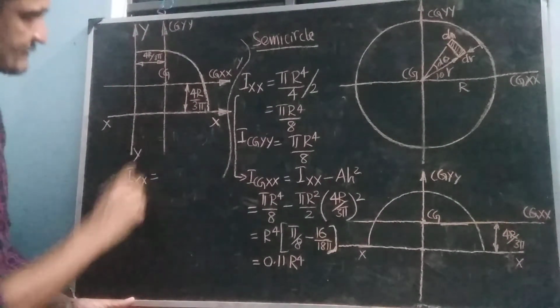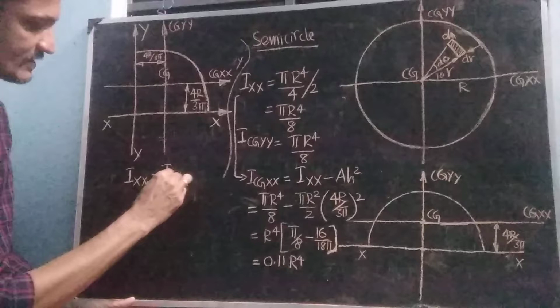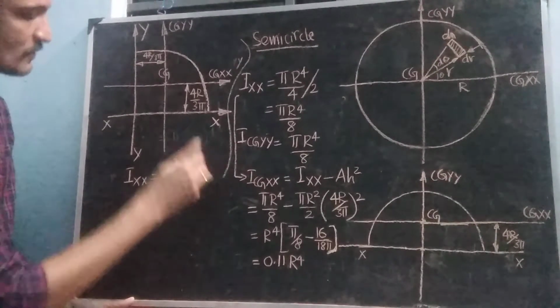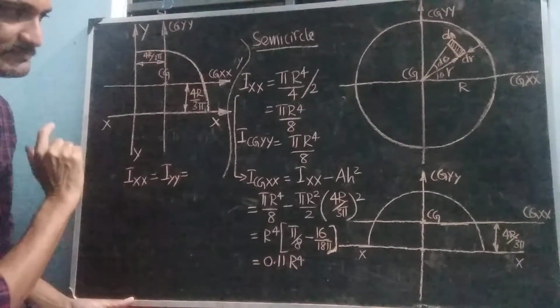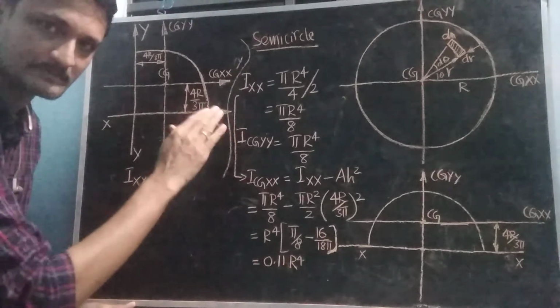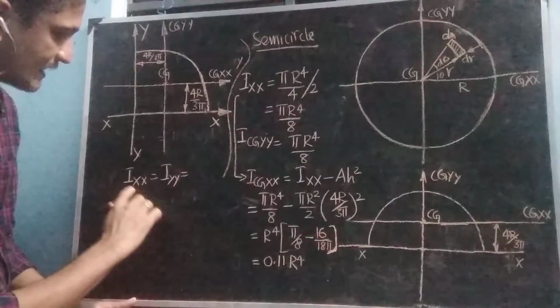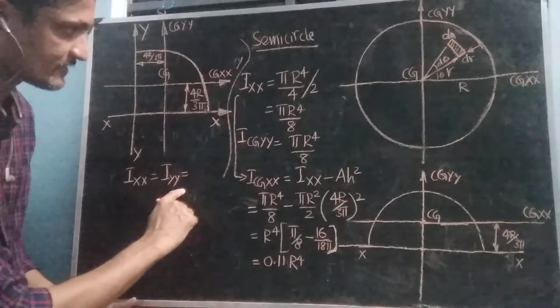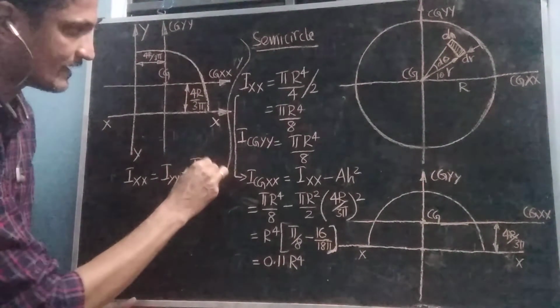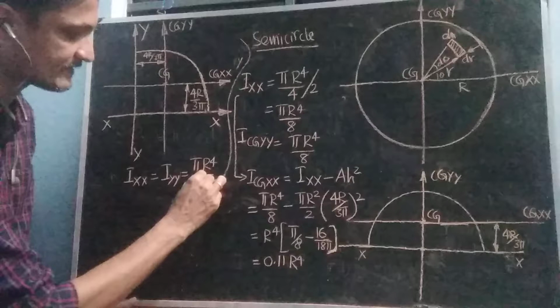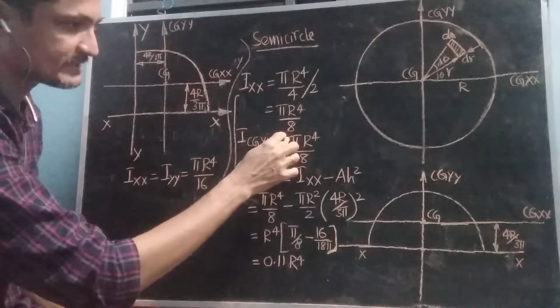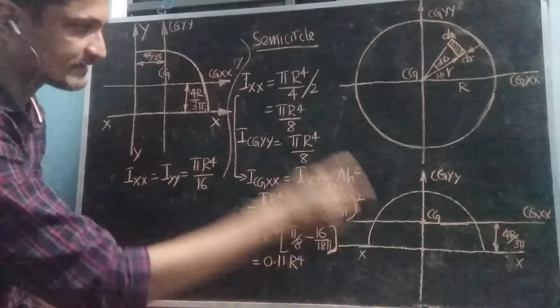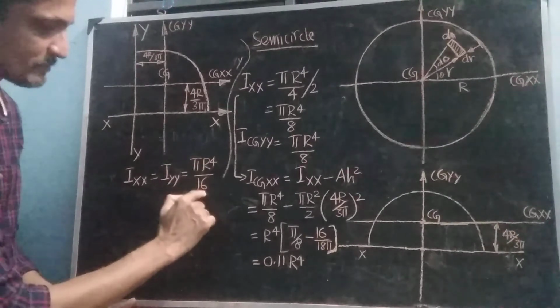Here IXX of semicircle is pi r raised to 4 by 8. That means IXX is equal to IYY. In the case of quarter circle, both are the same. That's why I am saying this is symmetry. Then IXX is equal to IYY, that's equal to pi r raised to 4 by 8 in the case of semicircle divided by 2, and that is pi r raised to 4 by 16.